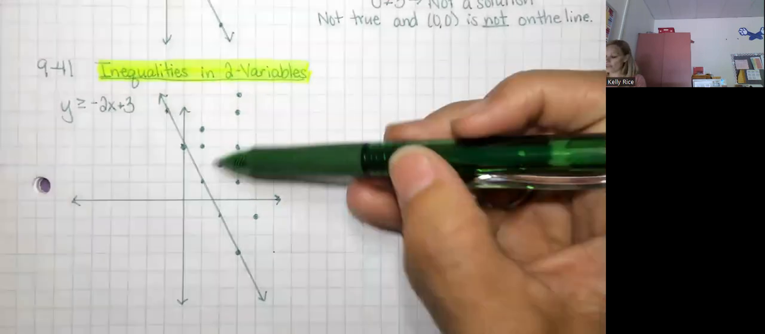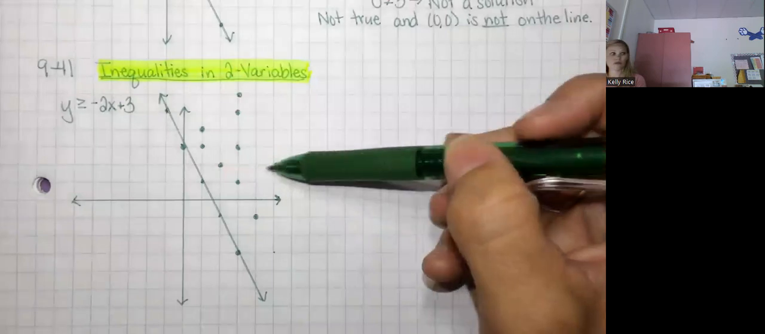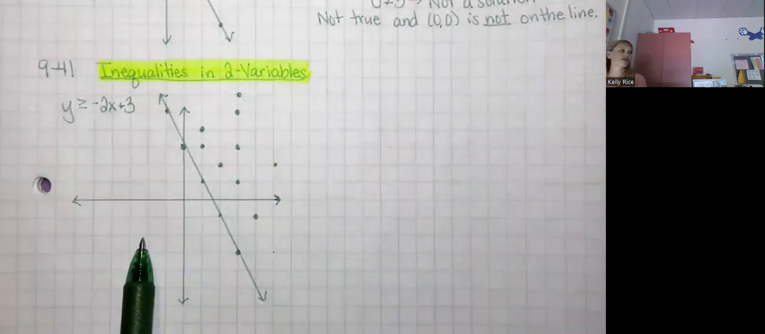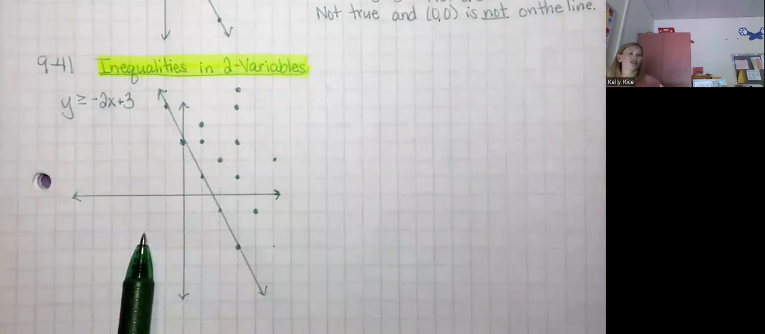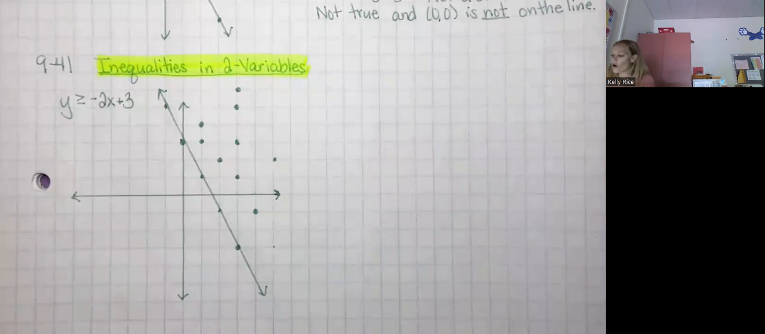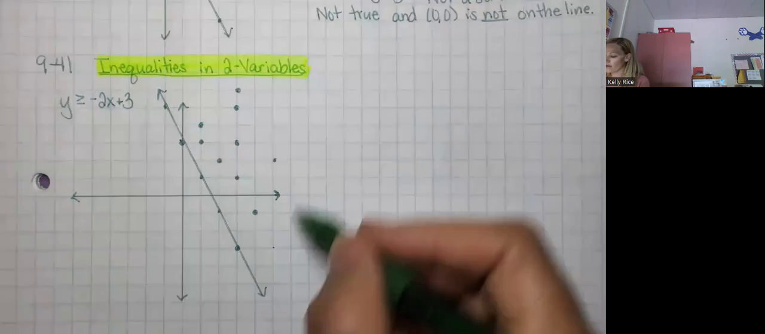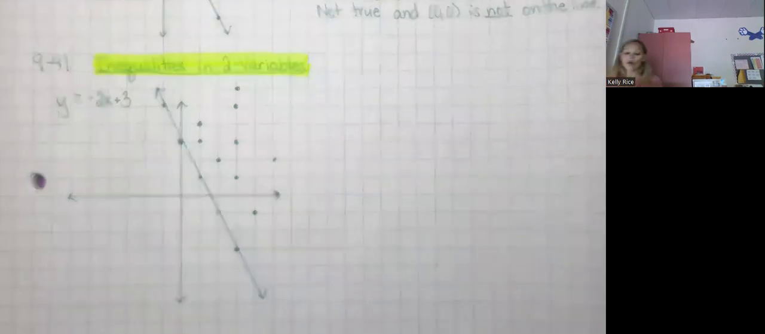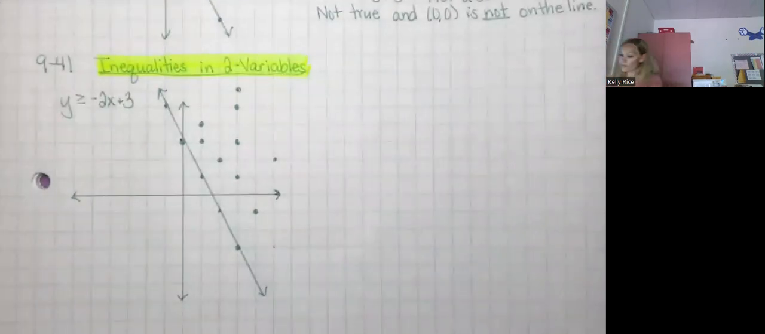It's not on the line, but all these points were true because it's greater than. If I test a point down here in the third quadrant, is it going to be true or false? False. So all of these points over here make this equation true. So there are infinitely many solutions, yes. Just like a one variable inequality, when we shade on a number line, same idea.